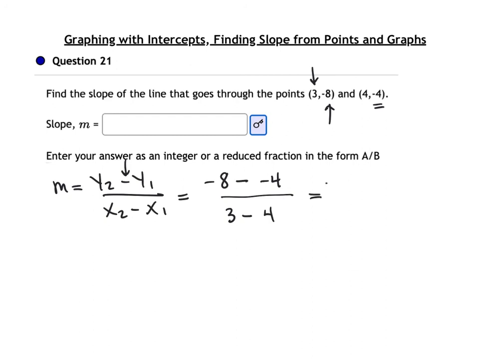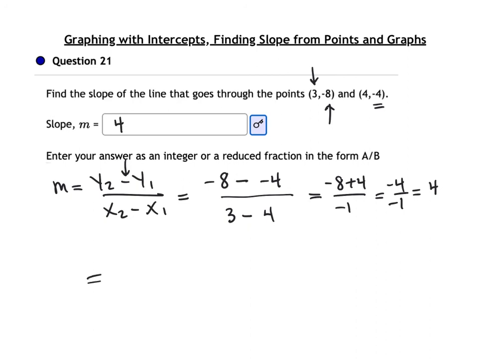-8 minus -4 is -8 plus 4. 3 minus 4 is -1. -8 plus 4 is -4. And -4 divided by -1, two negatives when you divide, make a positive. It's +4. Got a big blank there, don't you?